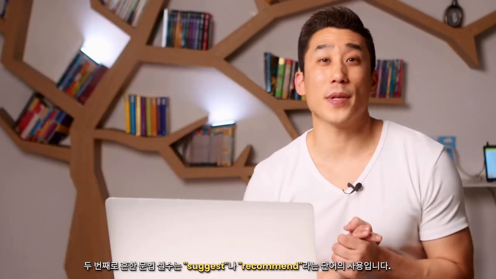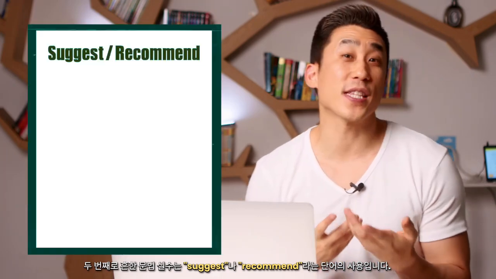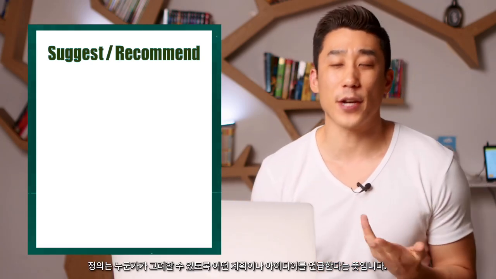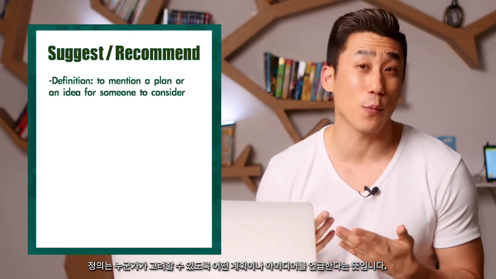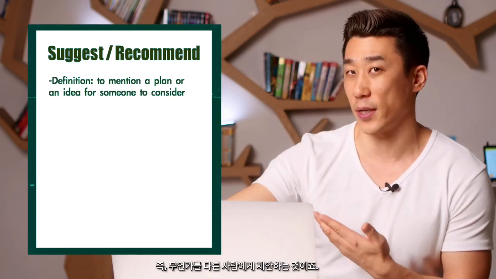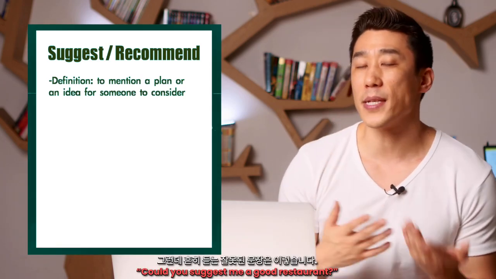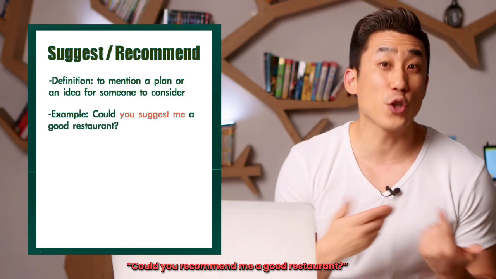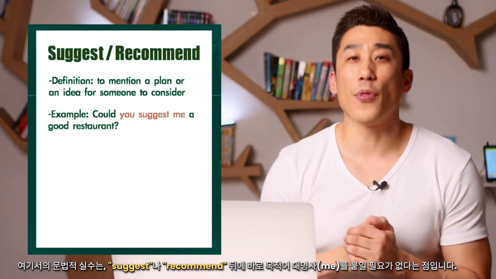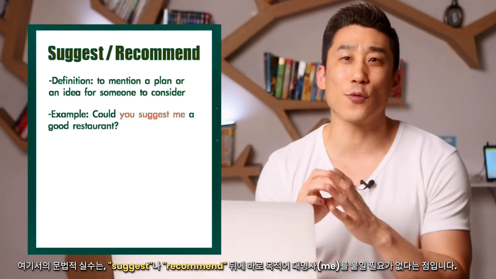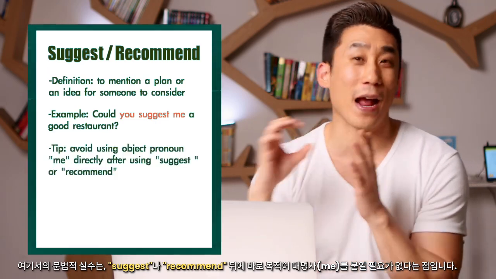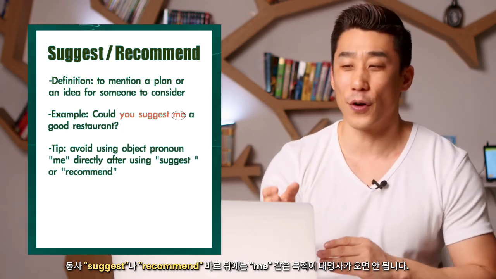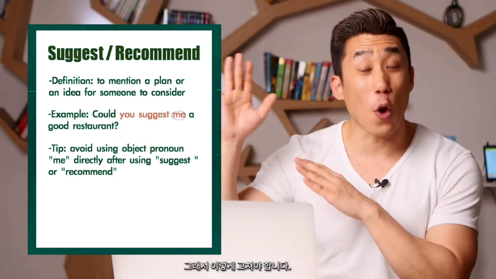So the second common grammar mistake that I often hear is with the use of the words suggest or recommend. These 2 words are pretty synonymous, and the meaning is pretty simple. The definition is to mention a plan or an idea for someone to consider, right? You suggest something to someone or for someone. So a common mistake I'll hear is a sentence like, could you suggest me a good restaurant? Could you recommend me a good restaurant? The grammar mistake here is it doesn't really require the object pronoun right after the word. You shouldn't place the word me immediately after the verb suggest or recommend, right? So you should omit it completely.